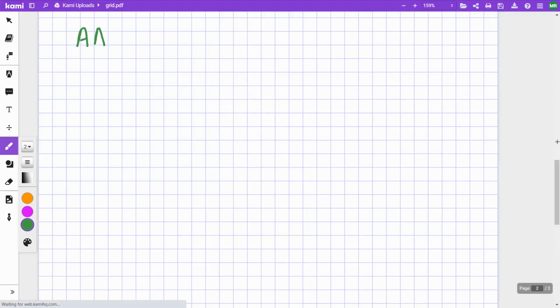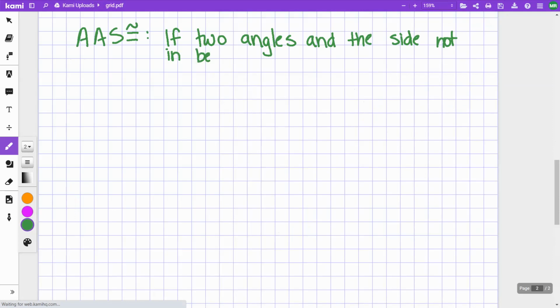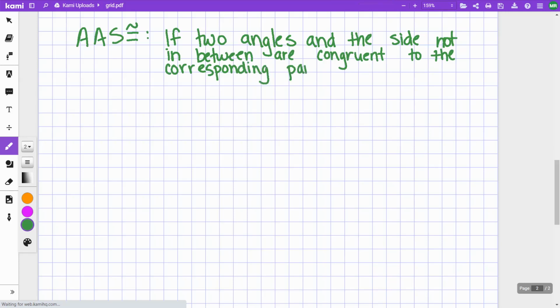So the next one I'm going to write is angle, angle, side congruency. And so if two angles and the side not in between are congruent to the corresponding parts of another triangle, then the two triangles are congruent.